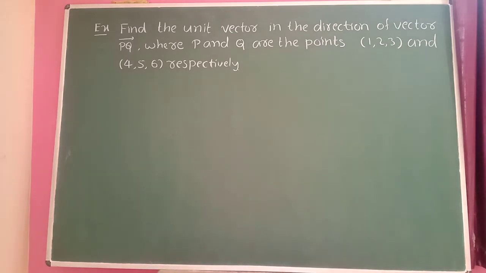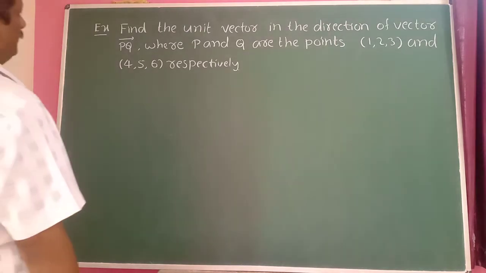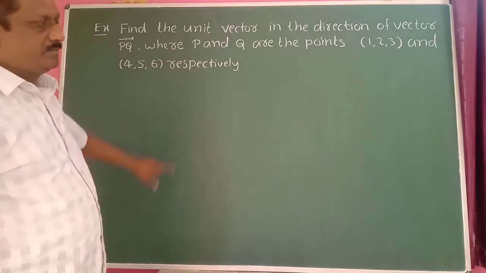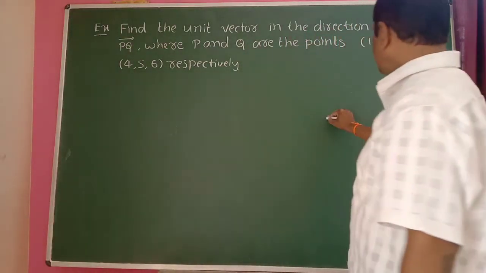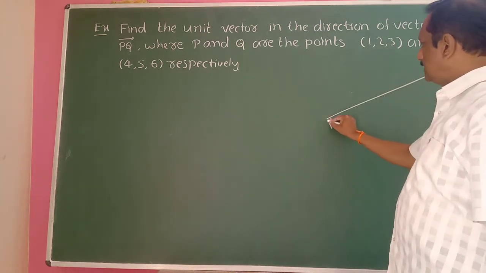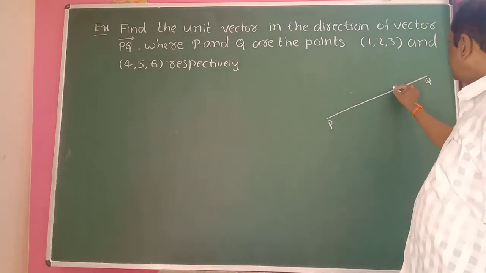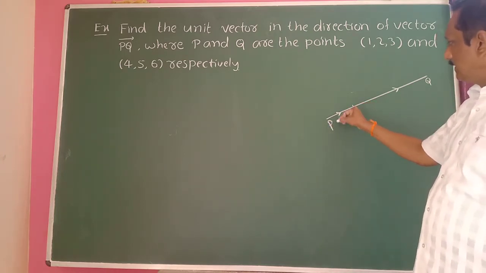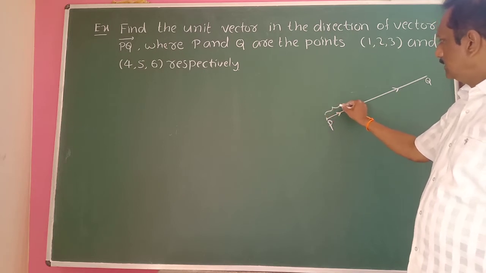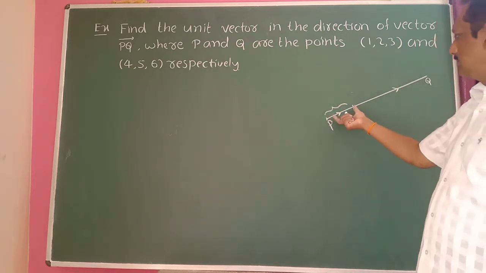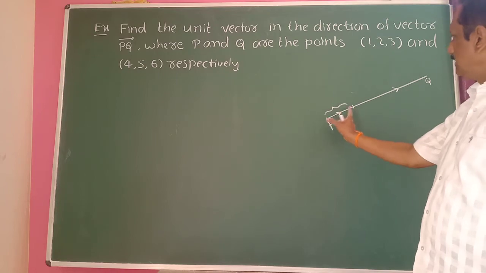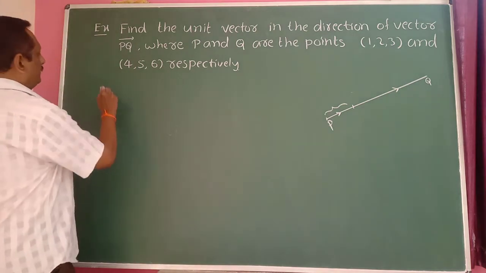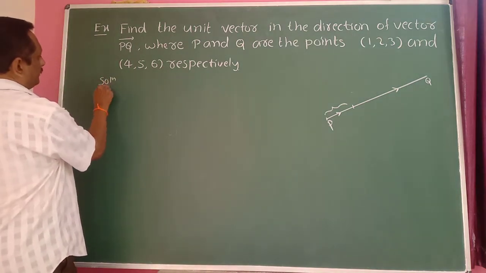Find the unit vector in the direction of the vector PQ, where P and Q are the points (1, 2, 3) and (4, 5, 6). Here P is the initial point, Q is the terminal point. So first find PQ. Then find its unit vector. Its length is 1 unit. Hence it is a unit vector in the direction of the vector PQ. Therefore, first find the vector PQ. Take the solution.